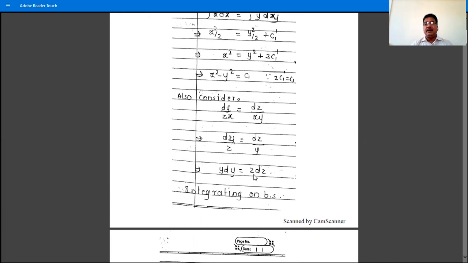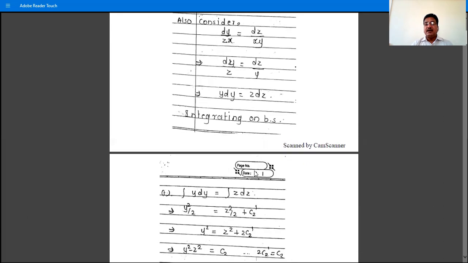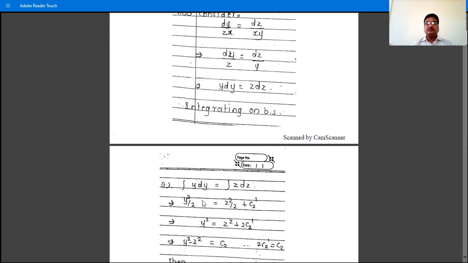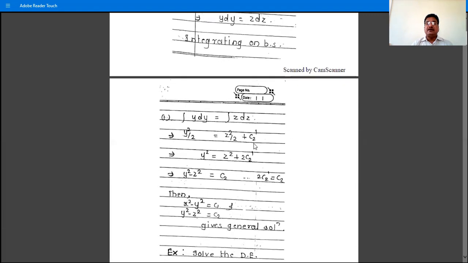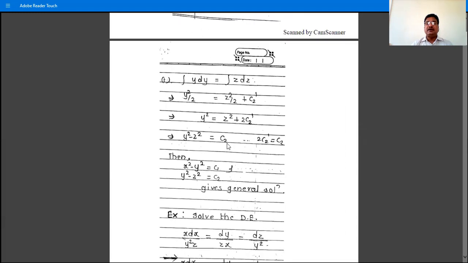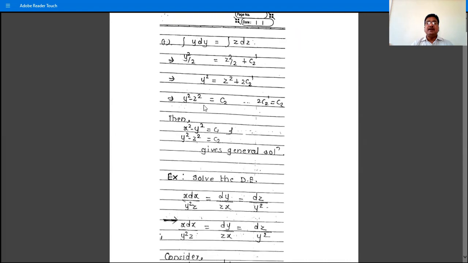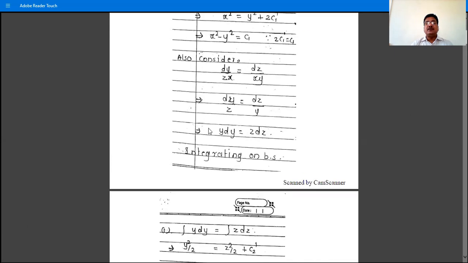We have y dy is equal to z dz, and then integrating, the integration of y is y square by 2, of z is z square by 2, and add the constant of integration c2 dash, and then multiplying by 2, suppose 2 c2 dash is c2. So y square minus z square is equal to c2 is the other solution, and therefore x square minus y square is equal to c1.